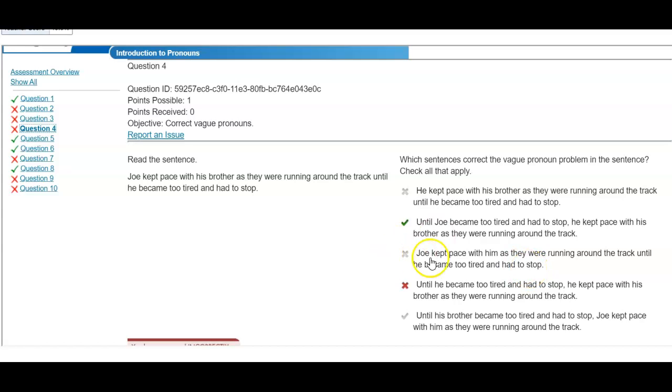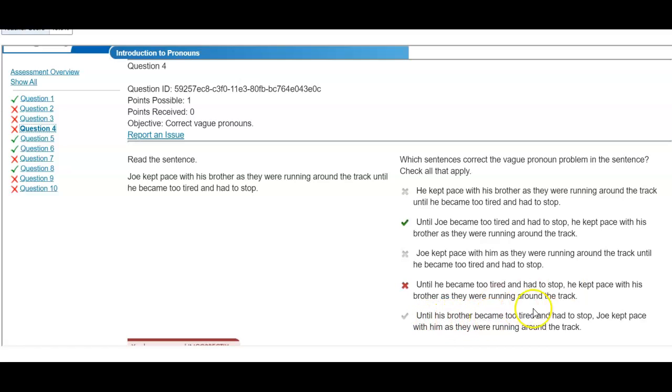Okay? Joe kept pace with him as they were running around the track until he became too tired and had to stop. Well, I know who Joe is, and then I have pace with him. Well, who's him? Is him Joe? Is him his brother? It's never named. You need to name your noun before you use the pronoun, so it's not vague. Let's look at the one you chose as a correct sentence. Until he became too tired and had to stop, he kept pace with his brother as they were running around the track. Well, if this named my noun, that would be correct, but I never name who my noun is, so the pronoun is vague. I don't know who we're talking about.